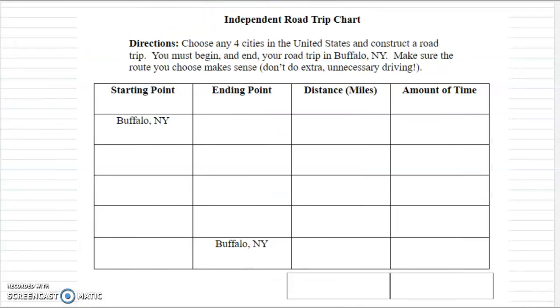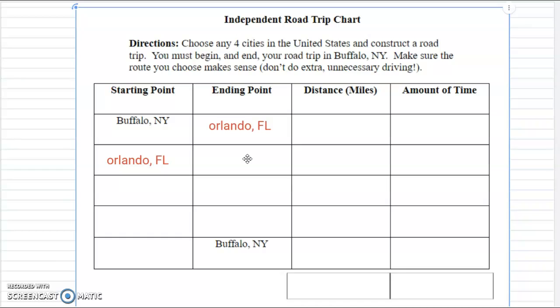So for example, if I wanted to go to Orlando, Florida, I would write Orlando, and that would be Florida. And then I would plug that into Google Maps. And then obviously I would be going from Orlando, that would be my starting point for the second leg of this trip, to whatever you want your next city to be. Again, you don't need to choose Orlando, Florida. Choose whatever you want. Choose any places in the United States that you want to go to.